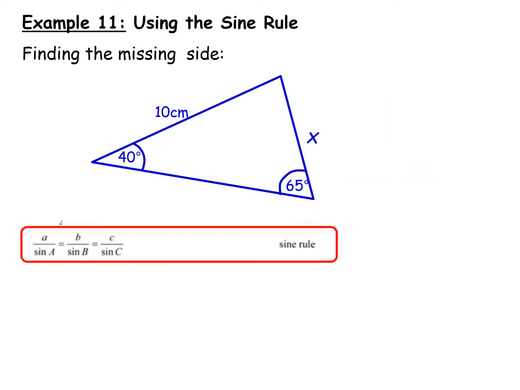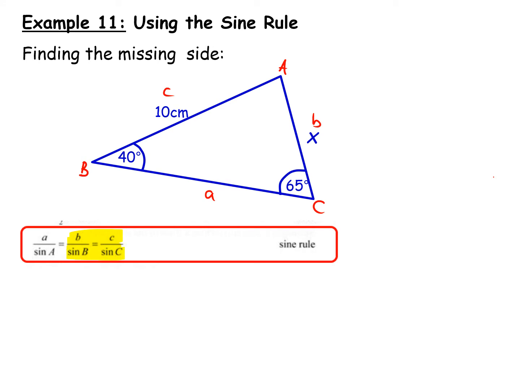So let's get into an example. Example 11, let's use the sine rule to find a missing side. The first thing I'm going to do is label. It doesn't matter what I label or where I label. I'm going to say A, B, C, which in turn means this is A, this is B, and this is C. I'm looking for little b, and I know c. So I'm going to focus on these two here.